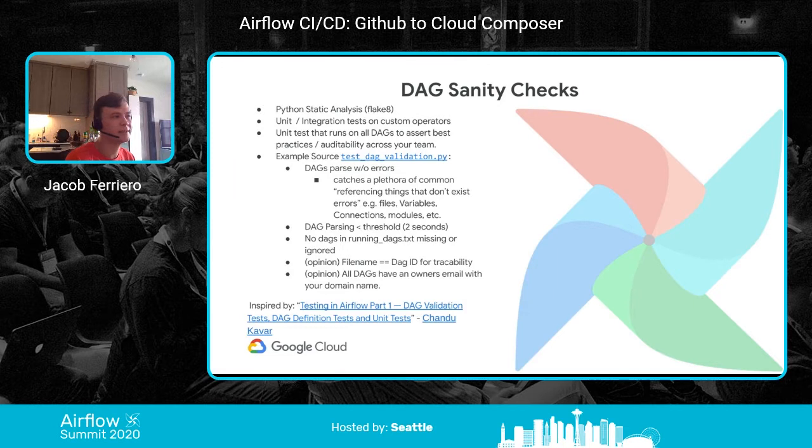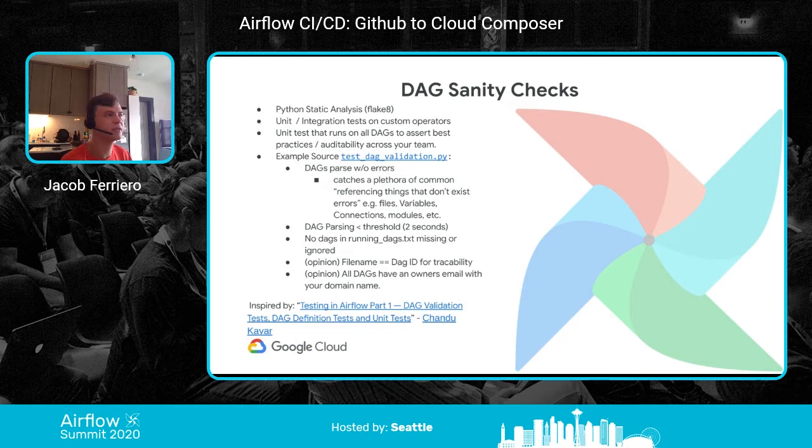Some other things that I like to add in there is to make sure that DAG parsing is under 2 seconds. This 2-second threshold is kind of arbitrary, but this is to hopefully shorten the scheduler loop, so we're not adding to scheduling latency due to these DAGs that do expensive operations at parse time.